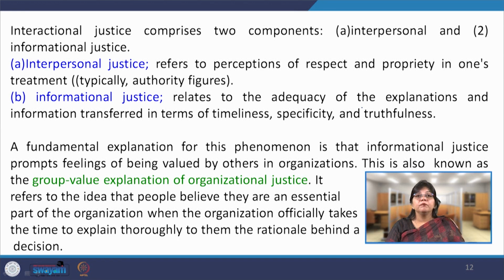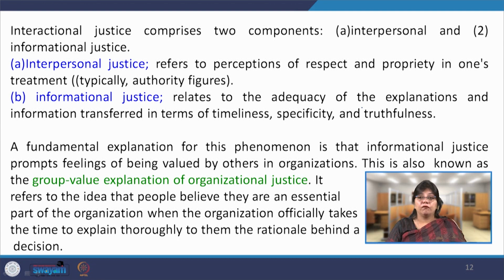At the same time, a fundamental explanation of this phenomenon is that informational justice prompts feelings of being valued by others in organizations. The more communication is maintained with the employees, the more the employees perceive themselves to be a part of the organization, and there is more continuous commitment of the employees to continue as a member of the group or organization. The more they are ignored, the more they become detached from the organization.